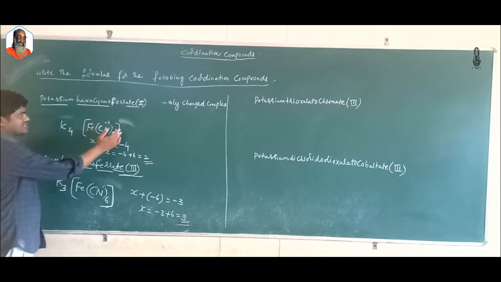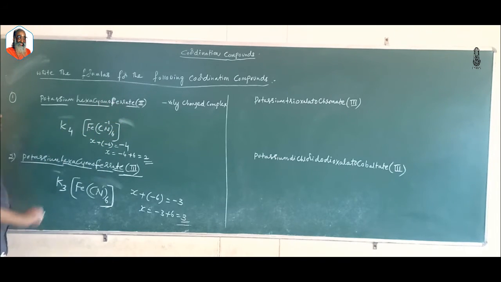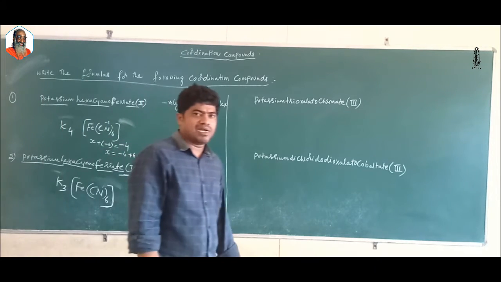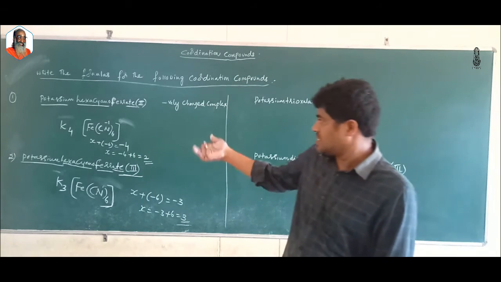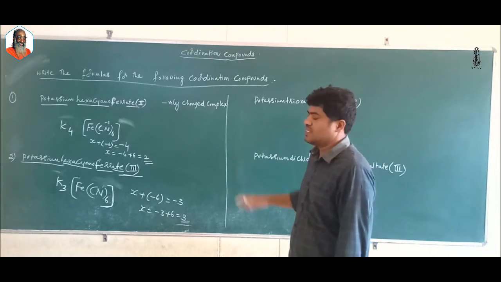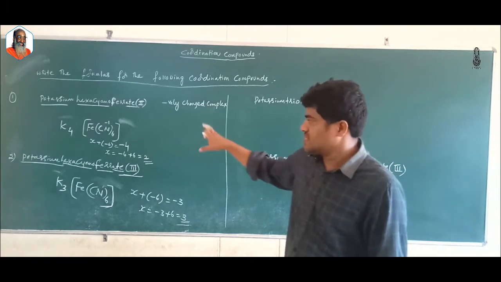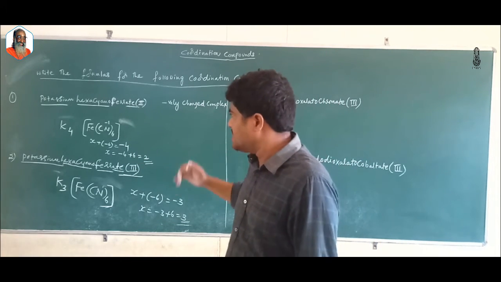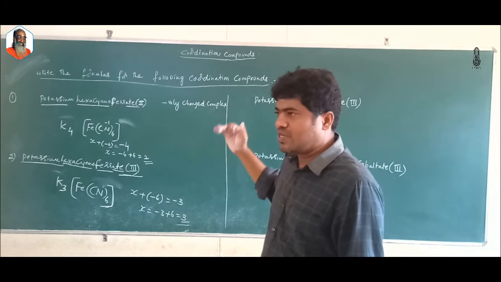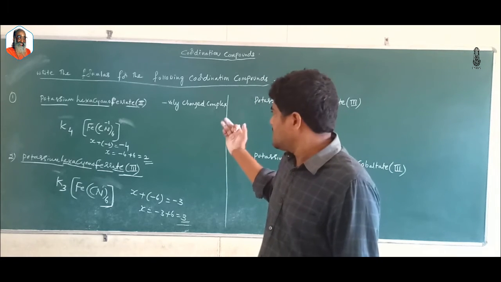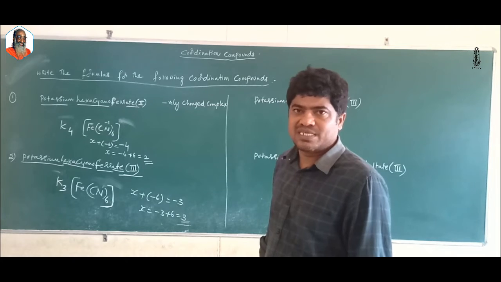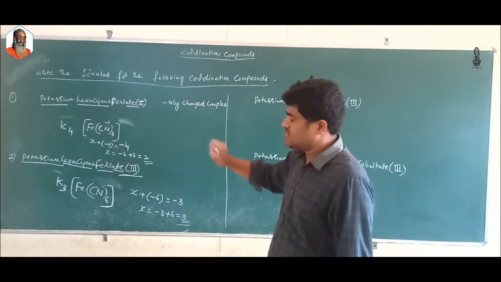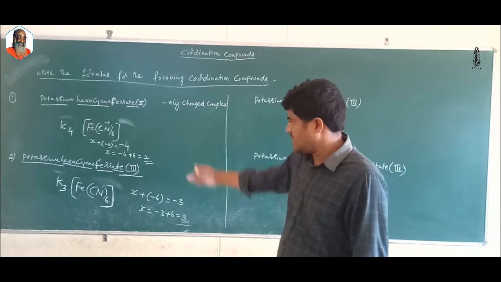Why am I keeping the charge on the complex? In order to make you understand how the oxidation state of the central metal atom came to be 2 in the first case and 3 in the second case. While writing the answer, you need not do this. If you know directly, you can write it like this. But whenever you are confused, this is the best method, as I did earlier.